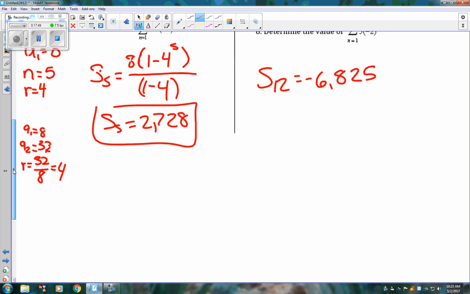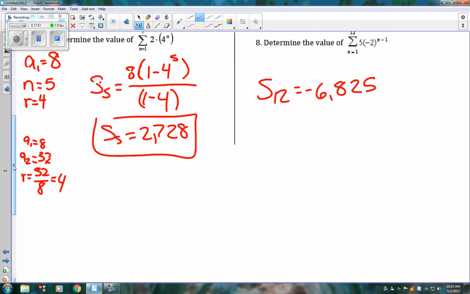So I need three things. A sub 1. You don't have that yet. To find A sub 1, I plug in 1 for n. When I plug 1 in for n, what do I get? Oh, 5. Thank you. N is the number on top of the sigma, which is 12.